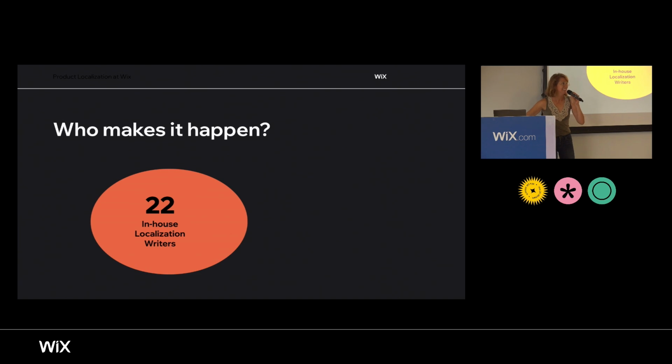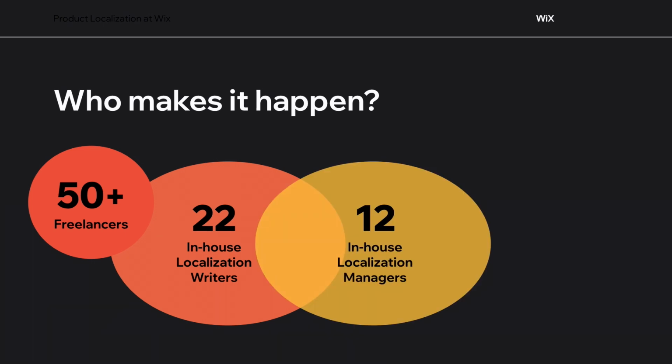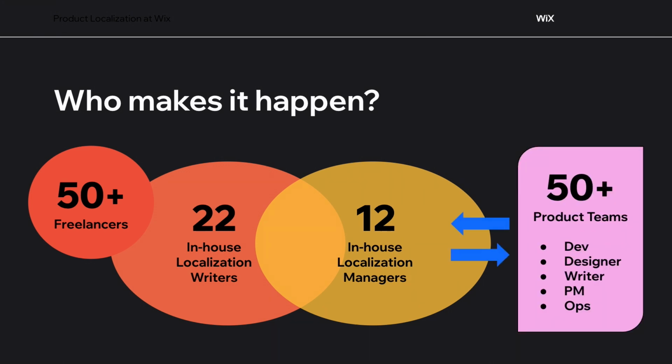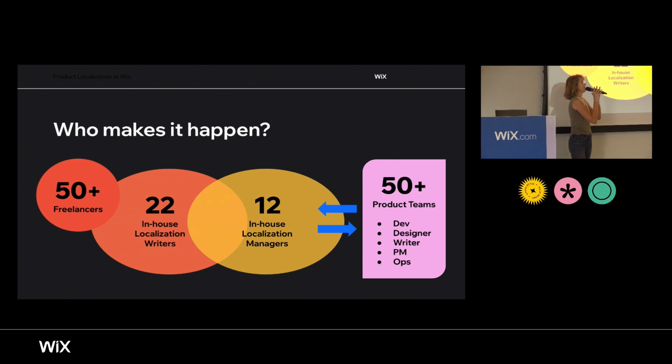So who makes it happen? We have 22 in-house localization writers, plus 50 plus freelancers that we work with who are great people. We rely on them. We also have 12 in-house localization managers. I'll talk a little bit more about what they do. This Venn diagram, why is it here? Basically, this is our localization team. We have writers that also handle localization management, meaning they are also an interface with the product team. But we also have people who are doing full-time localization management. That means they're the interface with the product team. That's what it means when we say localization managers.